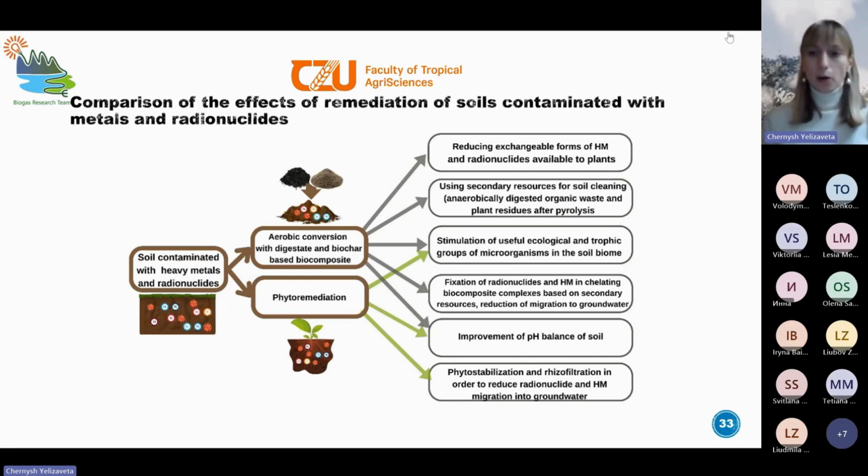And now we will briefly talk about the types of contamination that can be found in soil. Radionuclide contamination is very dangerous.